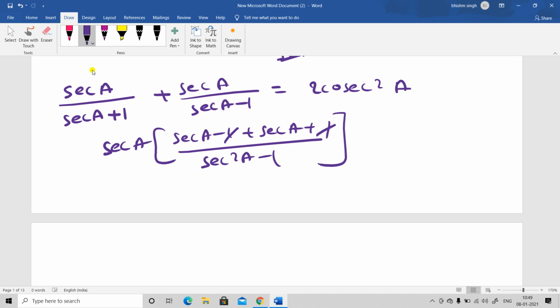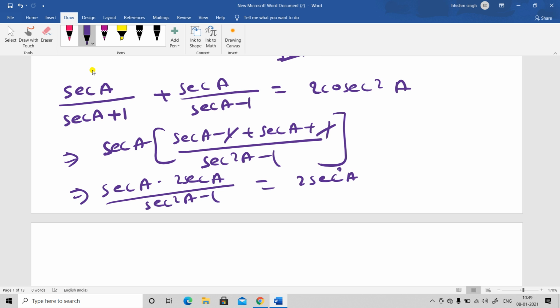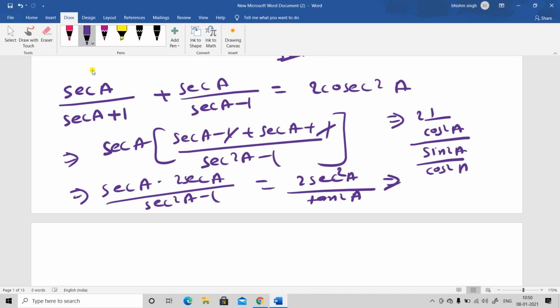This is done here. Next, what I will do in this one: sec a into 2 sec a divided by sec square a minus 1, that is equal to 2 sec square a, and sec square a minus 1 is equal to tan square a. Okay, now I will break this one here. So what is this? 2 times 1 by cos square a, divided by sin square a divided by cos square a. So this is done here. 2 cosec square a is the correct answer. Okay, 2 cosec square a is the correct answer.